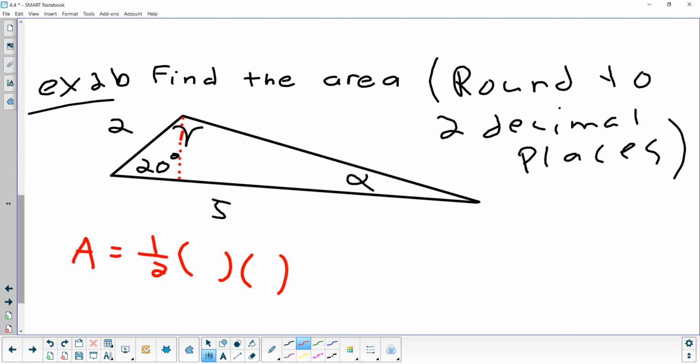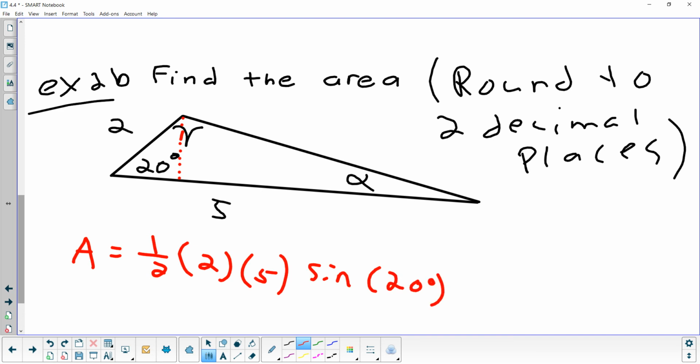5 and 2. Yep. So 5 you could think of as the base, but 2 is absolutely not the height. It's not. It's at an angle. Okay, so we got 1/2, 2 times 5. And Cassidy, what comes next? Sine 20. Sine of 20 degrees.